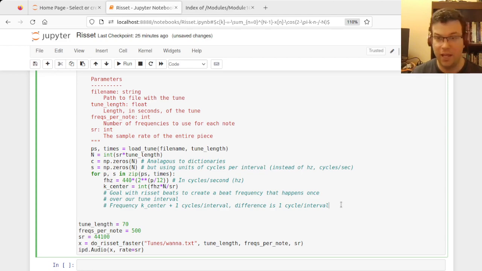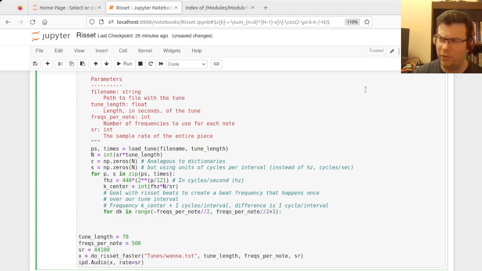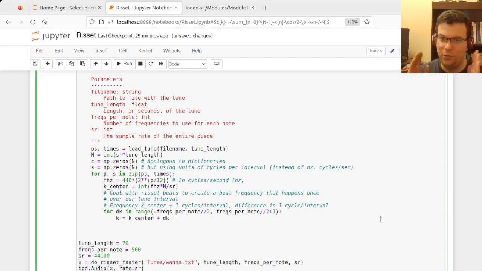And then of course the trick with Risset is to keep doing that. So now add and subtract 2 and add and subtract 3. So what I'll do here is I'll loop through a difference in k, I'll call it dk, but in integers. So I'll say in range, negative frequency per note over 2 up to frequency per note over 2 plus 1. Now this is not exactly going to be frequencies per note, but it's roughly right. It'll be equally spaced on both sides. And so now the frequency k that I'm trying to add into this mix is k center plus dk. All right? So again, these units align perfectly with what we're trying to do in Risset, which is really cool.